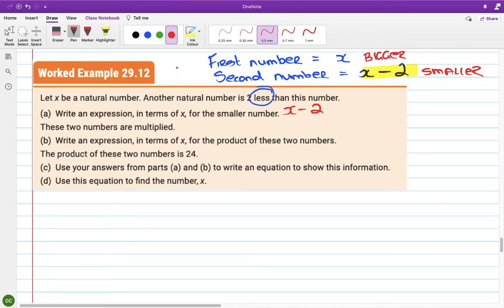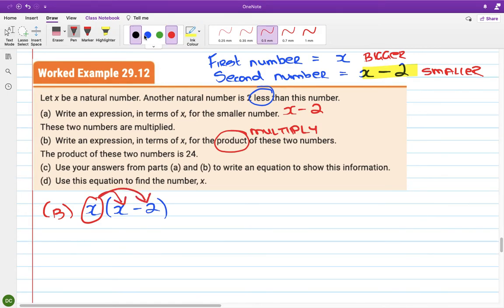These two numbers are multiplied. Okay. Write an expression for the product. So product is a fancy word for multiply. Okay, so what they want us to do is multiply. So we have the bigger number, which is x, and the smaller number, which is x minus 2. And we do the same thing that we did in the last question, where we take the x and we multiply it by both bits of the bracket. So that's x squared minus 2x.